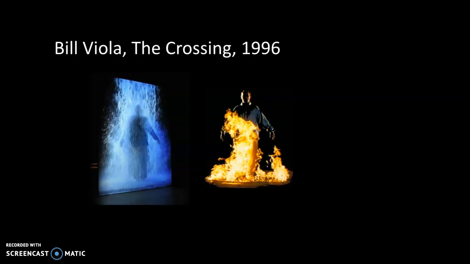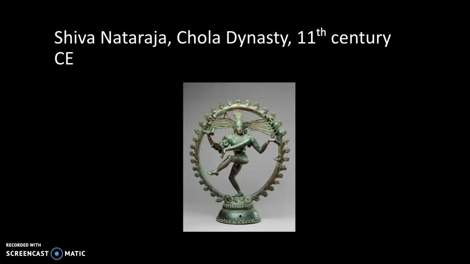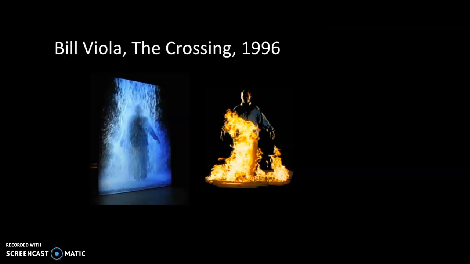So we might view the crossing through this lens of mythology or religious thought, even though the work does not make reference to any specific religious iconography. But it might conjure up a connection here to the ring of flames that surrounds the images of Shiva Nataraja, an example of Hindu art. And I think Viola isn't interested in referencing one of these particular traditions, but certainly interested in creating a kind of transcendent artistic and spiritual experience.